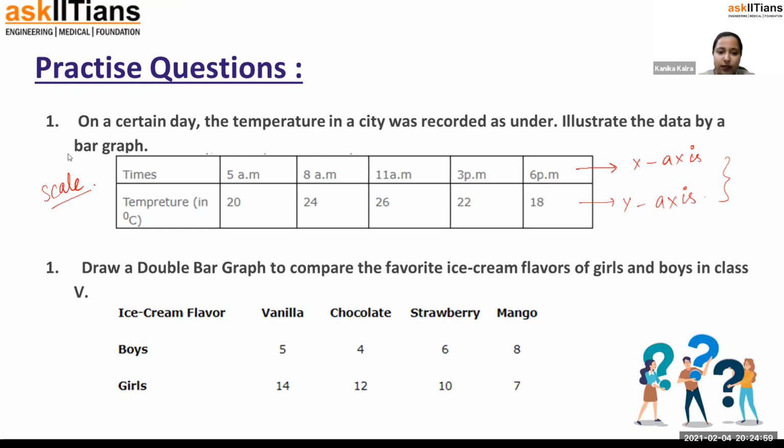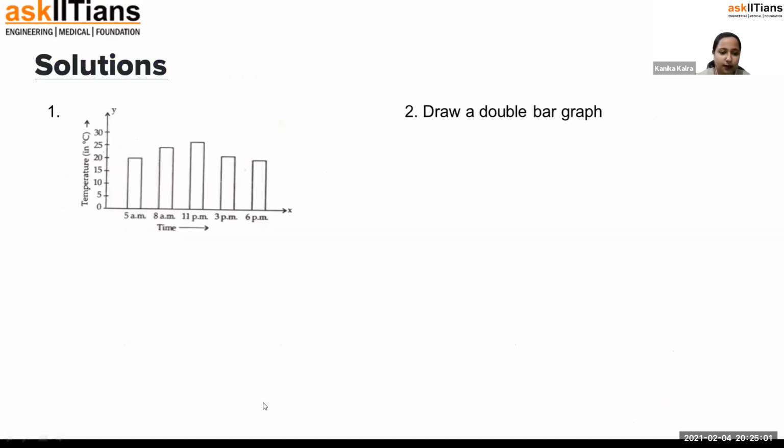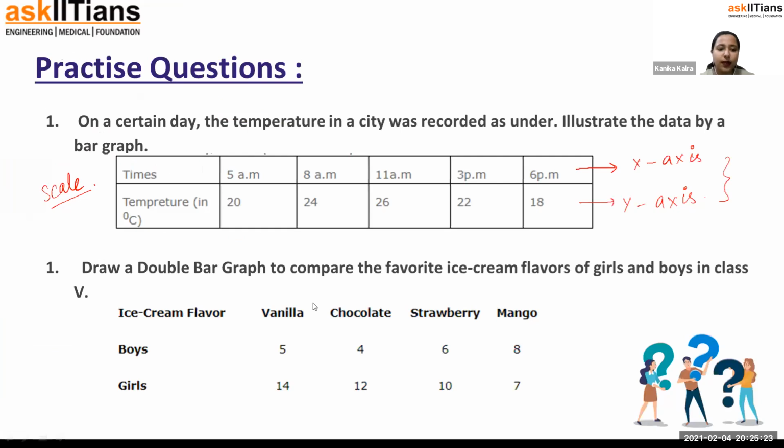Let's see how they have drawn the graph. In this, time, as I told you, will be taken on the x-axis and frequency will be taken on the y-axis. That's depicted by the temperature. And make sure that you write the scale as well. I hope the question is clear. Now let's move to the next one.